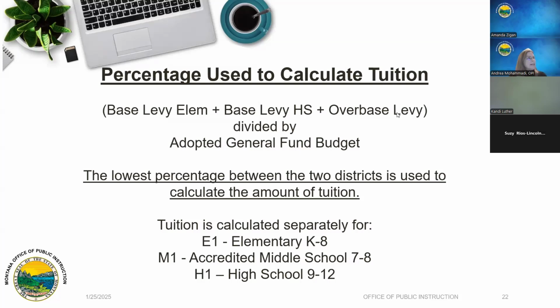That's why we can't get these out. And we don't know the tuition rates until you've adopted your general fund budget. And then it's calculated separately. You've got one for your elementary, you've got one for your middle school, and you've got one for your high school. High school and middle school are the same, and this is an accredited middle school. If you're just a K through 8, you would use elementary, but if you've got accredited 7, 8, you would use the same rate as the high school.